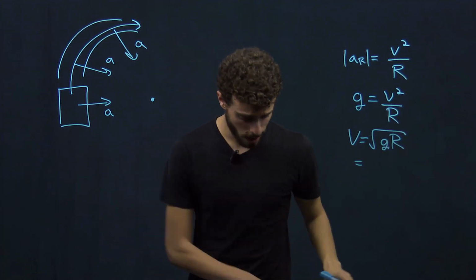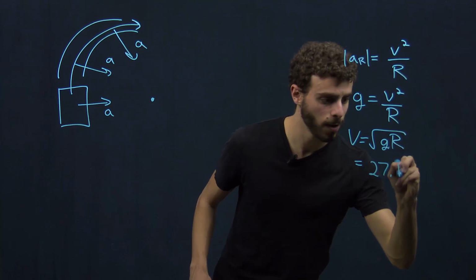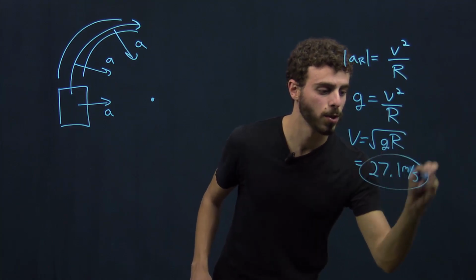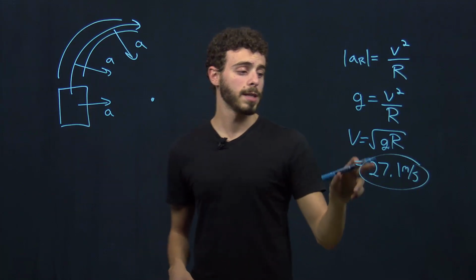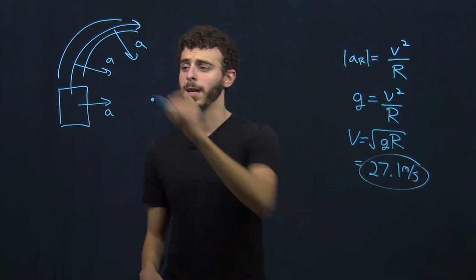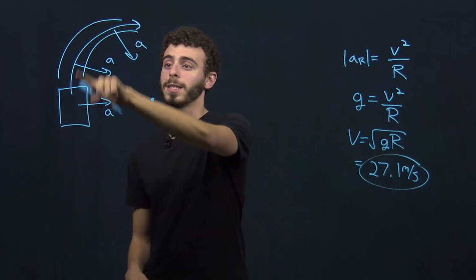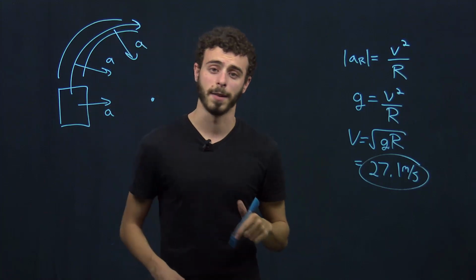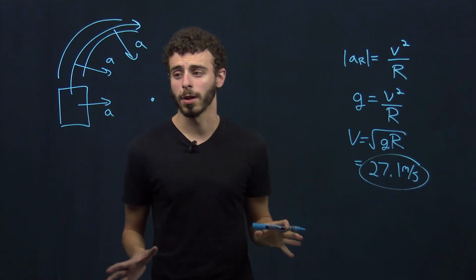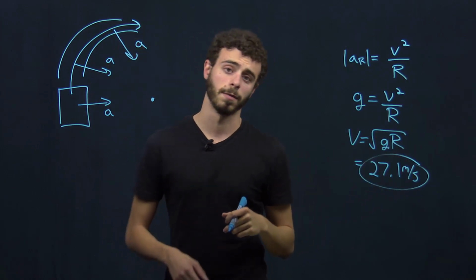And then you can plug that right into your calculator, and you should get a velocity of 27.1 meters per second. So what this tells us is that this car must have a velocity of 27.1 meters per second at each point in its motion in order to have an acceleration equal to 9.8 meters per second squared as it goes around this bend. And again, this is uniform circular motion, so there's no speeding up, so this velocity should be constant throughout the curve.